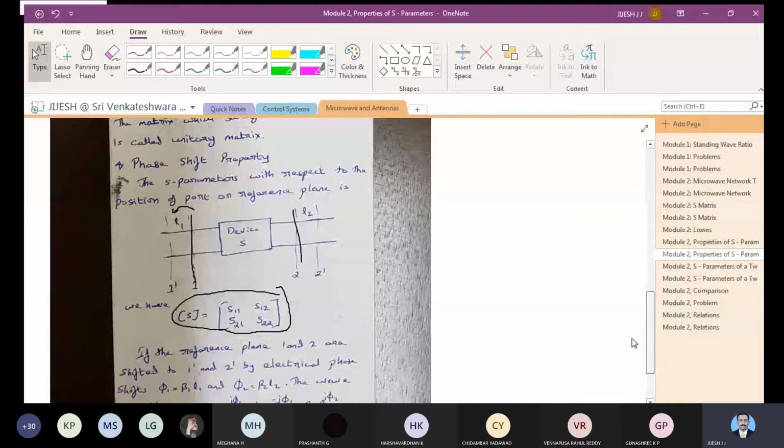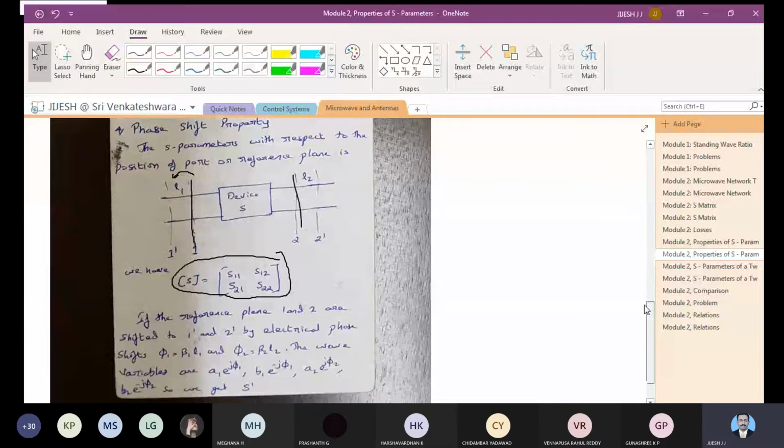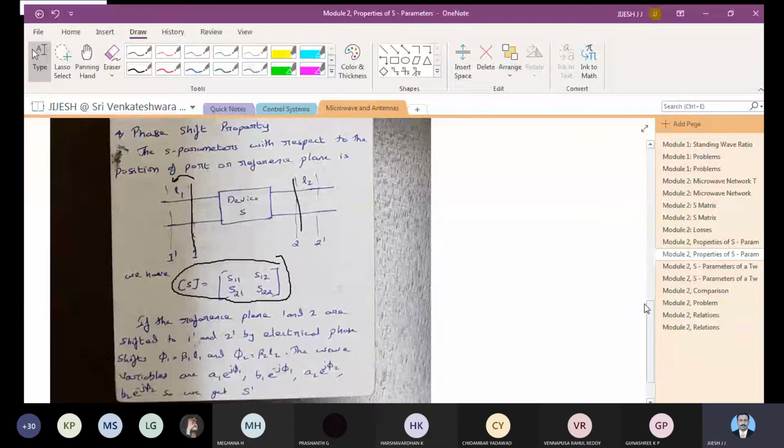The phase shift property is very simple. You are just changing the reference plane. When you change the reference plane, it leads to a change in phase, that is phi 1 and phi 2, and the wave variables like a1, b1 and so on will have a shift in phase. So we'll have another matrix called S dash, which is with respect to the change in phase. That is what we'll be seeing. Once this portion is completed, I will move on to the next slide.